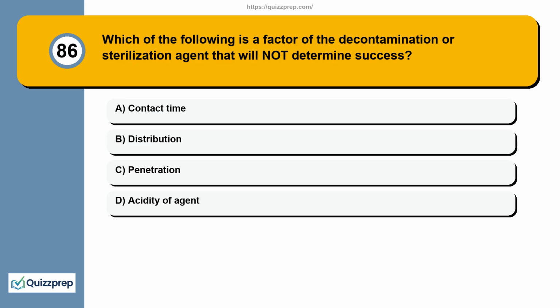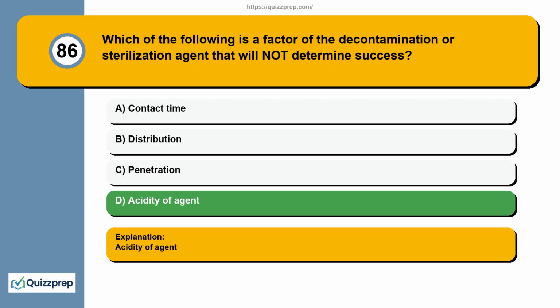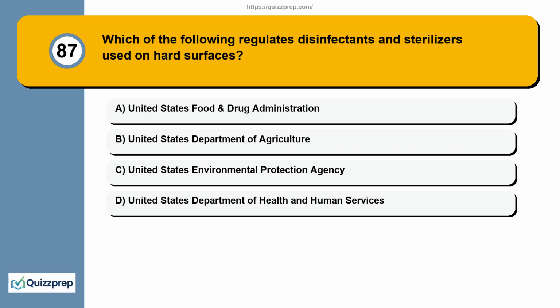Question 86. Which of the following is a factor of the decontamination or sterilization agent that will not determine success? Option A, contact time. Option B, distribution. Option C, penetration. Option D, acidity of agent. The correct answer is option D, acidity of agent.